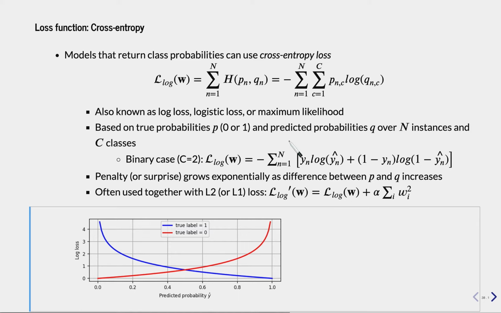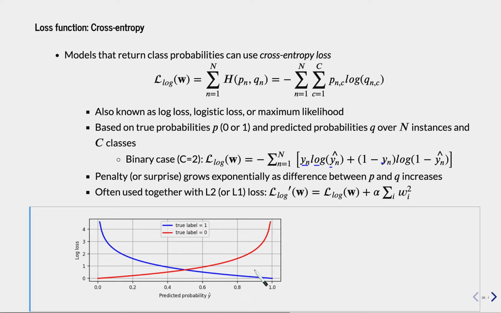Right. If you would write it down for the binary case, it looks like this. So this is the correct class times log the prediction, plus 1 minus the class times log 1 minus the prediction. Right? And this does exactly what I just explained here.